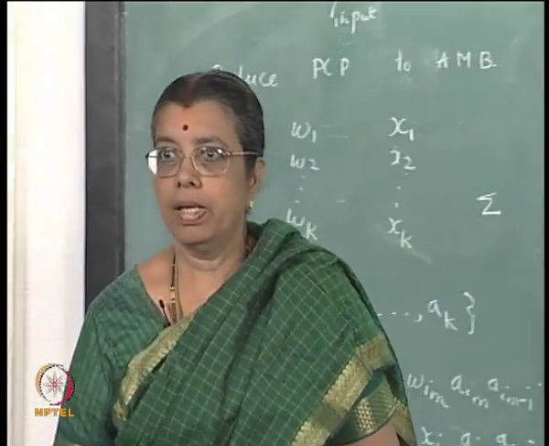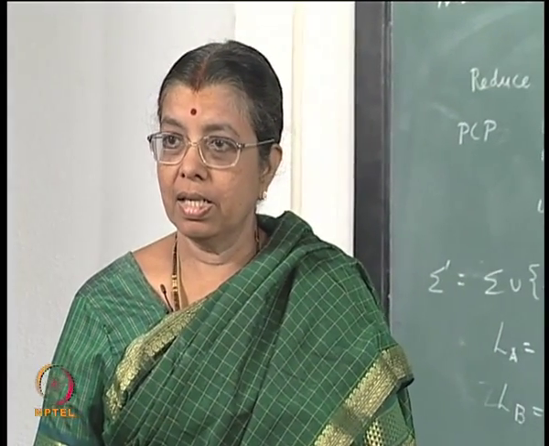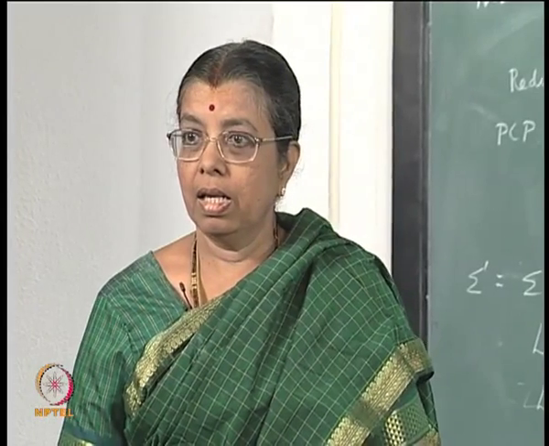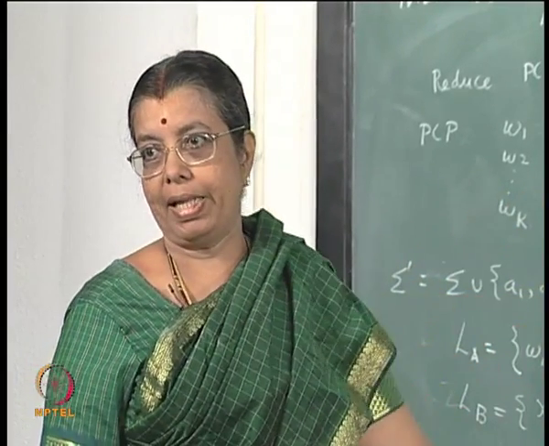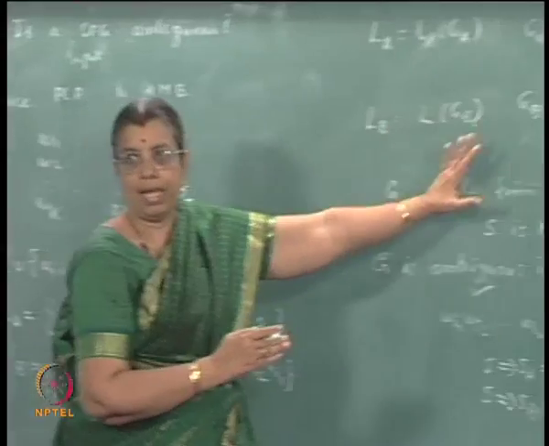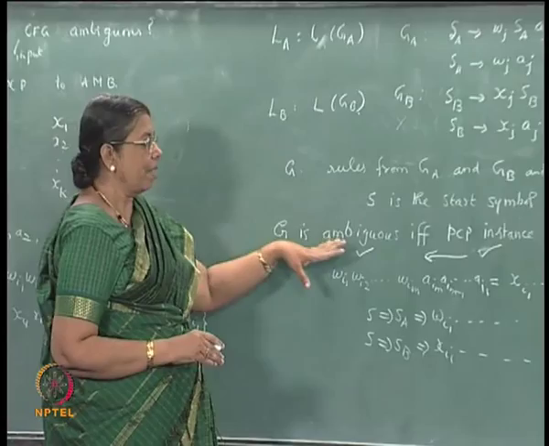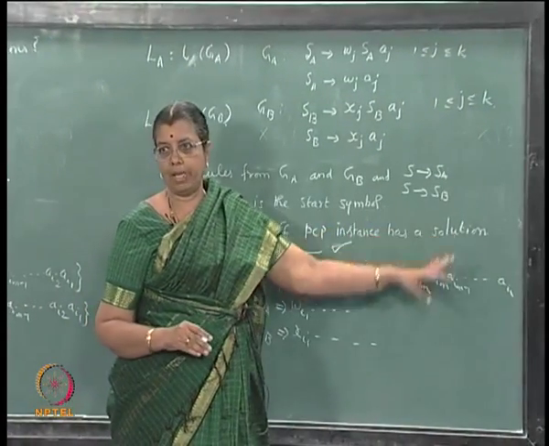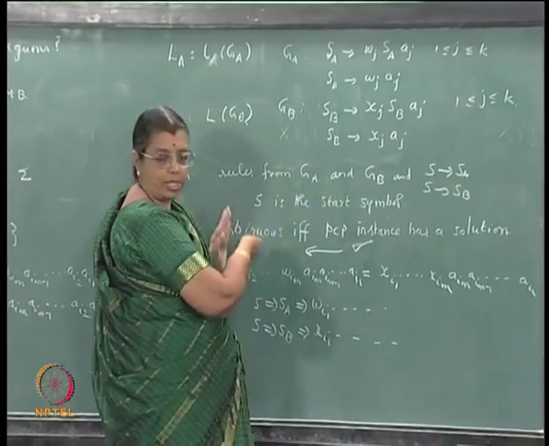The problem is: given any grammar G, is it ambiguous? No, we are constructing a grammar here. From the instance of PCP, I am constructing a grammar like that. And after constructing the grammar, showing that G is ambiguous if and only if this instance of PCP has a solution. So, one way we have proved, that is, if the PCP has a solution, G is ambiguous.